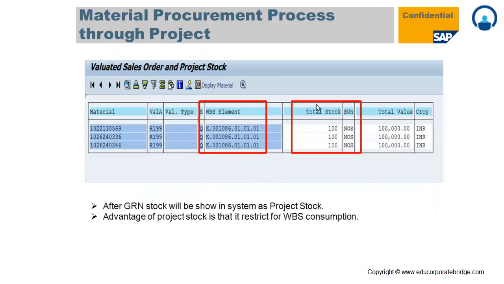So this is the project stock, and the advantage of the project stock is that you can restrict that stock for the WBS consumption. That means the system will allow you to consume that stock on that particular WBS only. So you cannot use that stock for any other WBS or any other project.